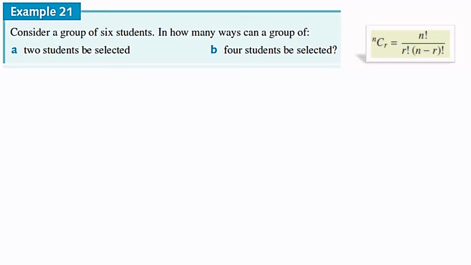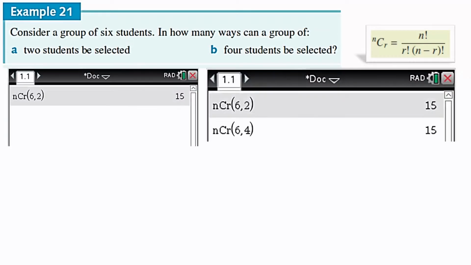What are we getting, guys? What are our answers? Do nCr, number of students 6, choose 2, or 6 choose 4. What is the answer for 6C2 and 6C4? What is that equal to? Do we all get 15? Yeah? Now, it's not by coincidence that both of them are equal to 15.